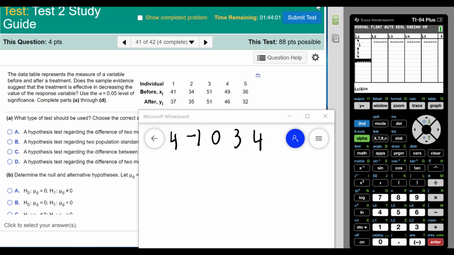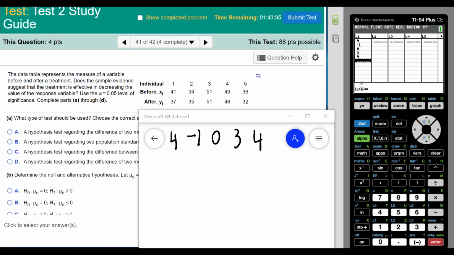Okay, just like in the previous problem, we want to check if the treatment is effective in decreasing the value of the response variable. So we want to see if there is a decrease after using the treatment. So you do the differences first: 41 minus 37, 43 minus 35, and so on and so forth. You put those differences in L1, as you can see in my calculator.